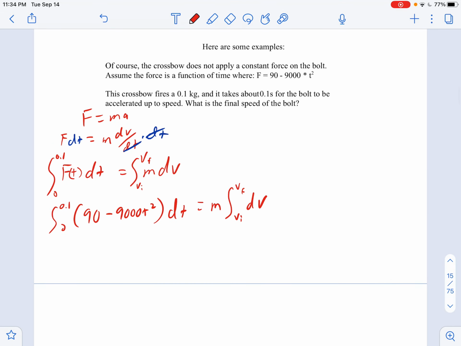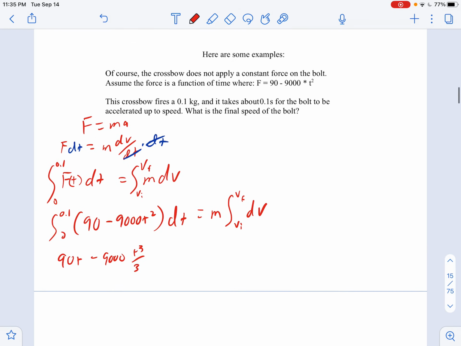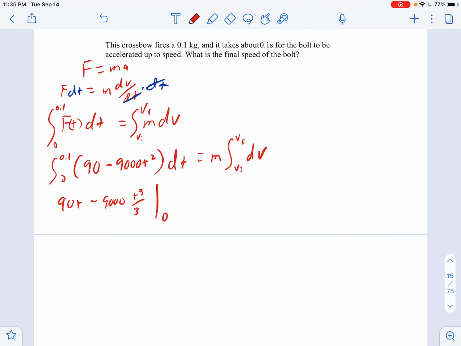All right, so really I'm just integrating dv over this course of vi to vf. Now I'm going to take the integral on the left side, so I have 90t minus 9,000 t cubed over 3, and again, I always write it that way because if I don't, I screw it up. I'm going to evaluate the integral from 0 to 0.1 seconds, and the integral of dv is just v, evaluated from vi to vf.